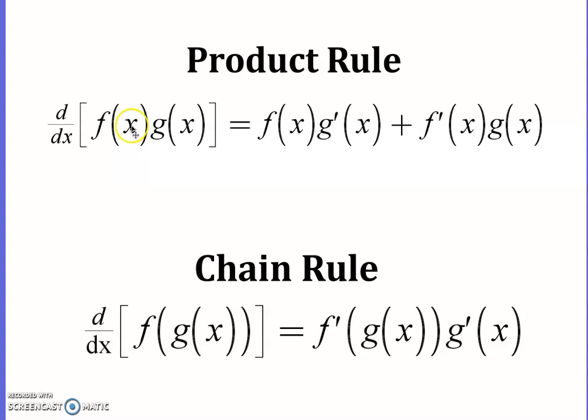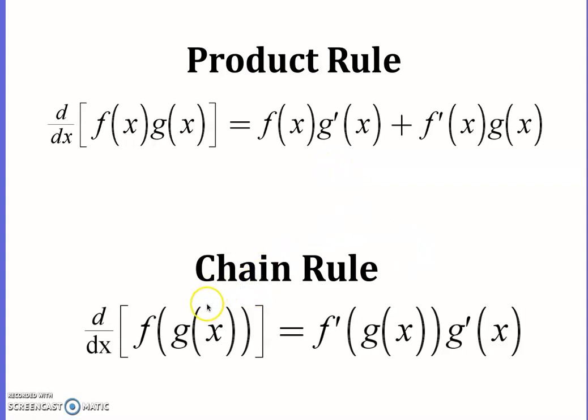You keep the first function as it is, and then you take the derivative of the second function and you multiply those two. Plus the derivative of that first function times the second function. That's how we use the product rule.